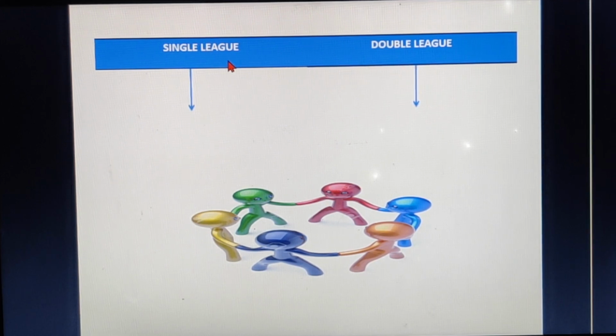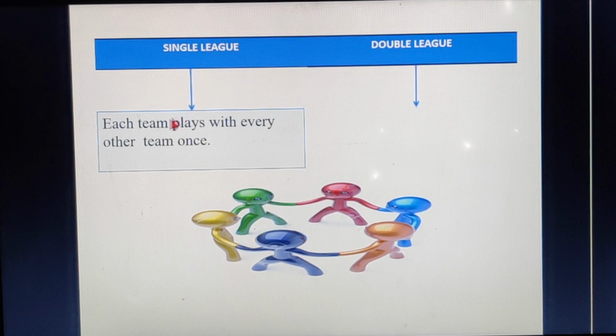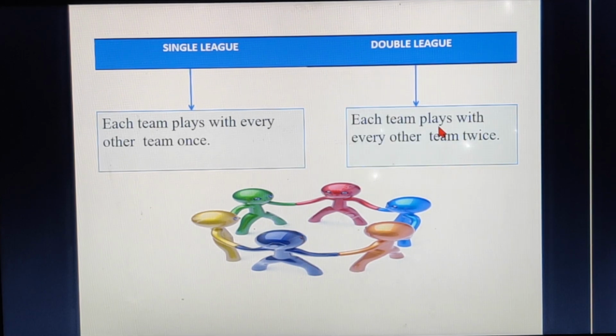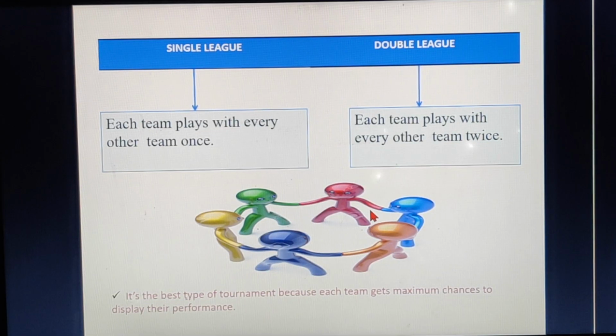So in single league, what happens? Each team plays with every other team once. As the name suggests, suppose this is team 1. Team 1 gets to play with each other team at least once. That is compulsory. In case of double league, each team plays with every other team twice. That means team 1 will play with team 2 twice, with team 3 twice, 4 twice, 5 twice and 6 twice. So they get to play at least 2 matches with each team. This is a pointer here.